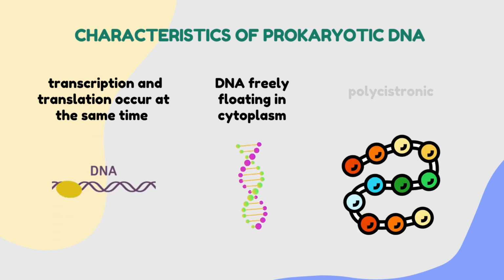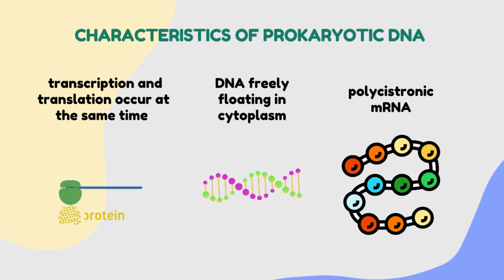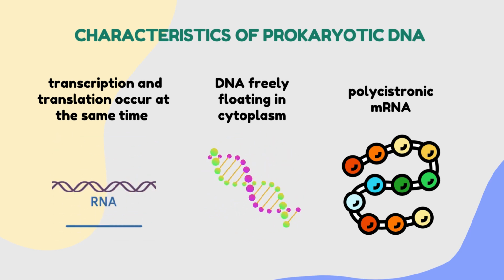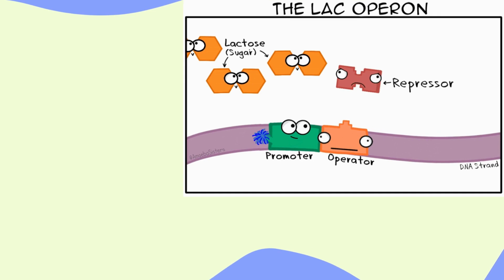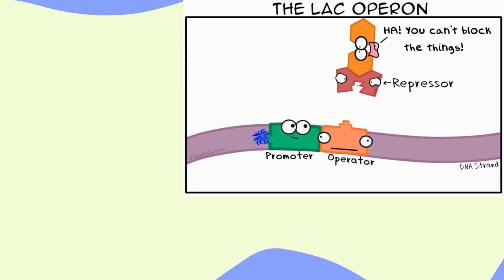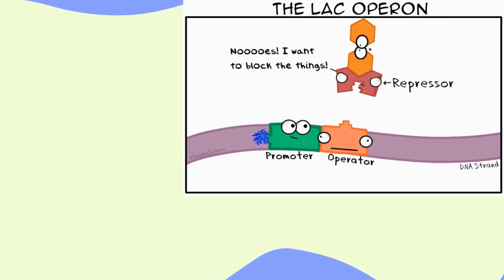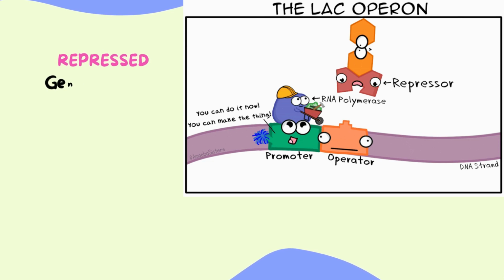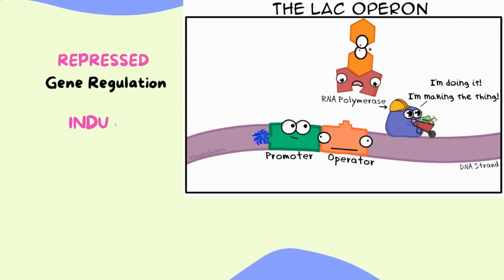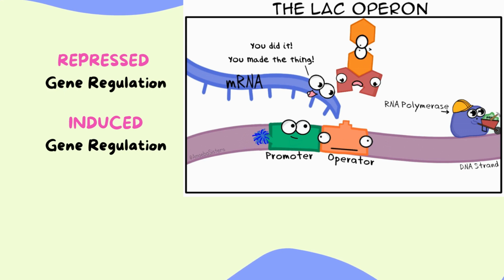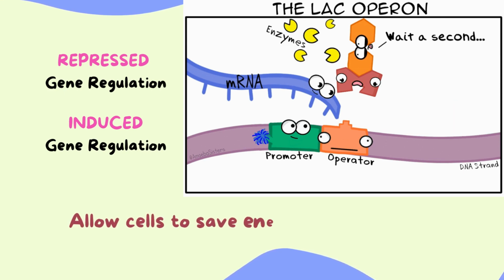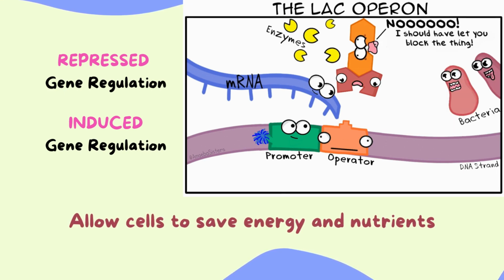Prokaryotes also exhibit polycistronic mRNA, where a single mRNA encodes multiple separately translated proteins. Gene regulation is the control of protein generation or RNA product from a particular gene. It has two types. First, repressed gene regulation, which decreases gene products, and second, induced gene regulation, which increases gene products. So the main goal of this process is to allow cells to save energy and nutrients, since product is only produced when needed.